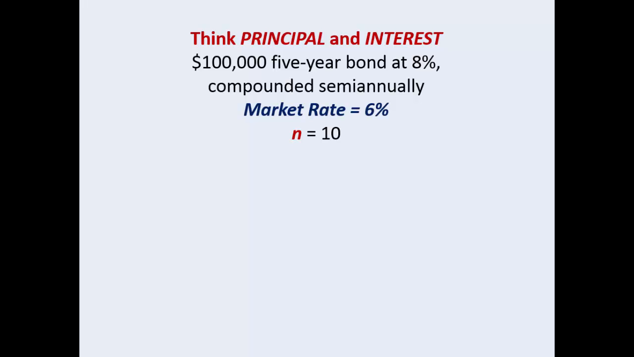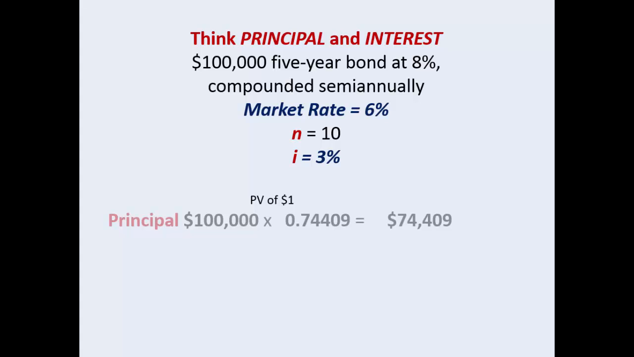Your bond is paying 8%. Other bonds out there are paying 6%. A 5-year bond, compounded twice a year, means the compounding periods N is 10. And I will be cut in half: 3% the first 6 months, 3% the second 6 months equals an annual market rate of 6%. So make sure you choose the correct table value.